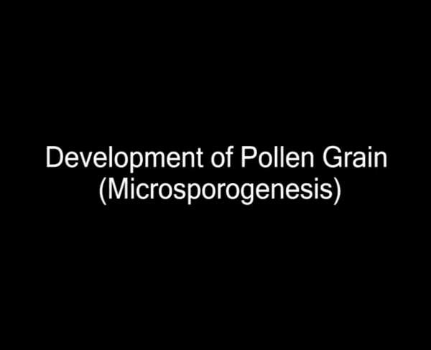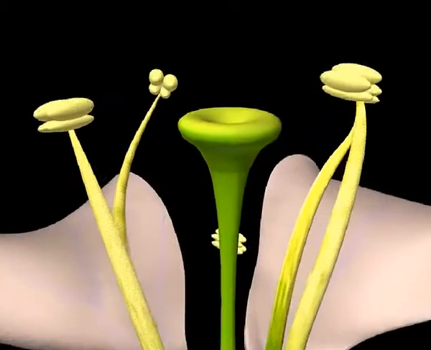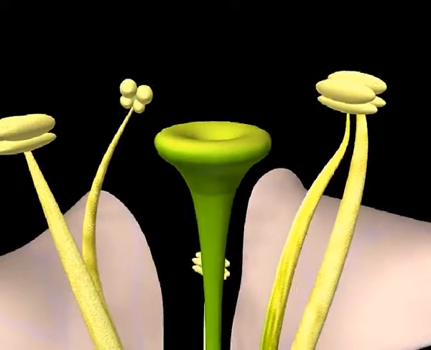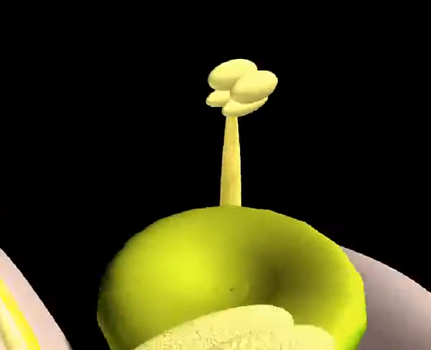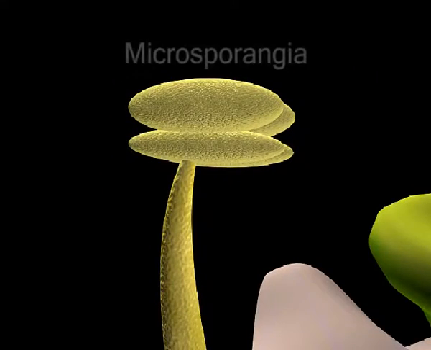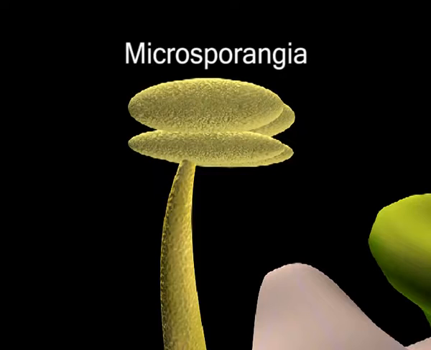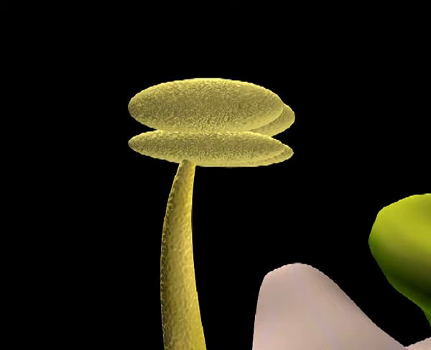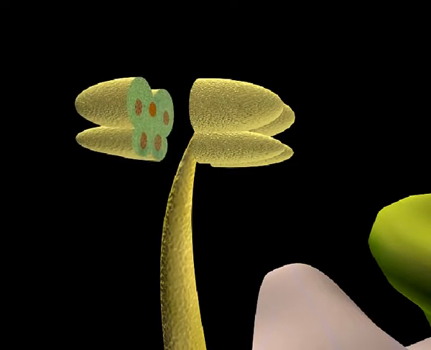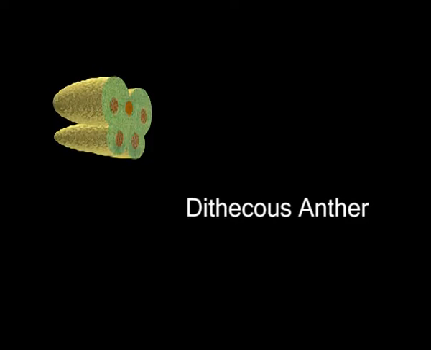Development of pollen grain. Microsporogenesis. Each anther lobe contains two long and cylindrical pollen sacs or microsporangia. A dithecous anther is tetrasporangiate. When two pollen sacs of each anther lobe fuse to form a single chamber or theca at maturity, such an anther is called dithecous.